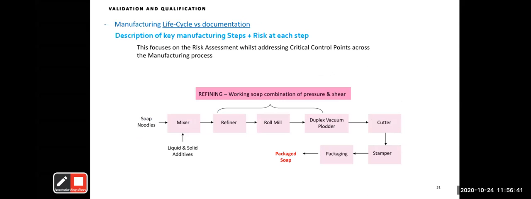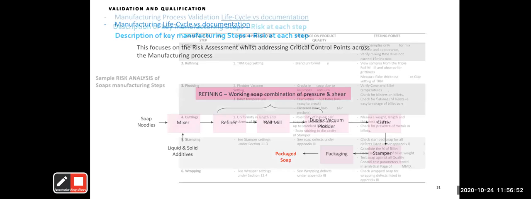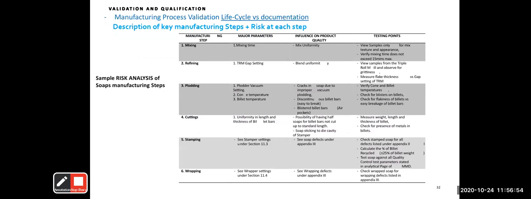So this is just an overview to show you that one of the ways you can pick out critical points to look at is draw a flow chart of your process and define what happens at each of those processes. So you have a risk assessment table that says, if I'm manufacturing soap, for instance, at the mixing stage, what is happening? What am I looking out for? So what are the things I need to test?